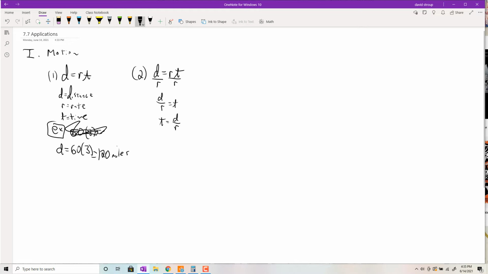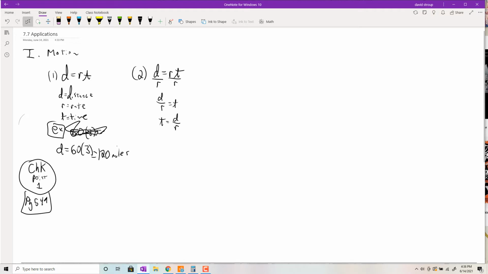This is checkpoint 1 in the book on page 549. I'll just write CHK for check, checkpoint 1. And you might want to have your book open. You might want to pause the video and get your book so you can see this problem. But I'll speak it out anyways. Checkpoint 1.